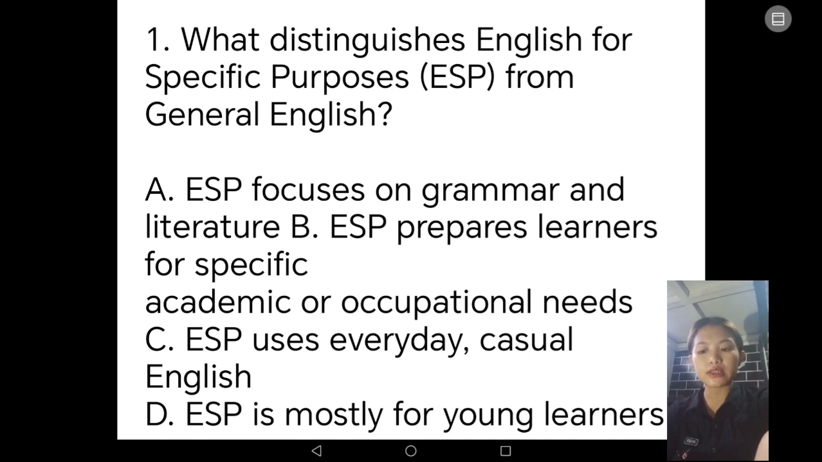A. Grammar and literature. B. Prepares learners for specific academic or occupational needs. C. Uses everyday casual English. D. Mostly for young learners.